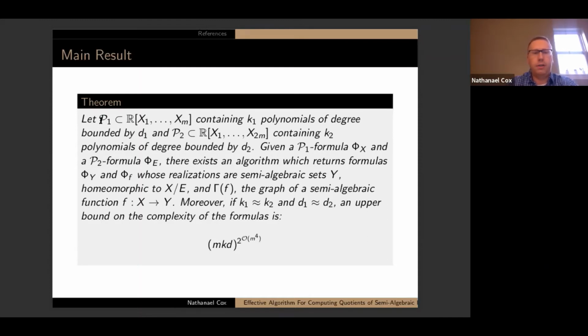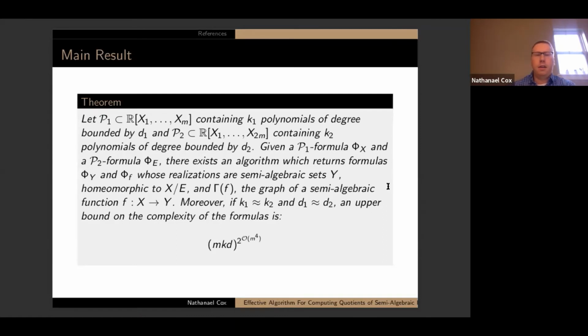So you have two sets of polynomials, P1 and P2, with the first one containing K1 polynomials and the second K2, and their degrees are bounded by D1 and D2 respectively. Then if you have a P1 formula phi of x and a P2 formula phi of e, that again represent a semi-algebraic set and the semi-algebraic equivalence relation on that, then there exists an algorithm which returns formulas whose realizations are semi-algebraic sets Y, that's homeomorphic to X mod E, and gamma of F, which is the graph of a semi-algebraic function F from X to Y.